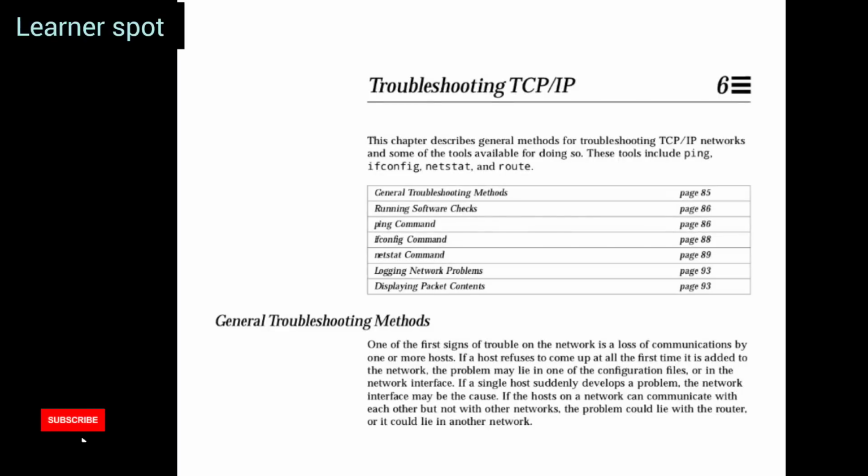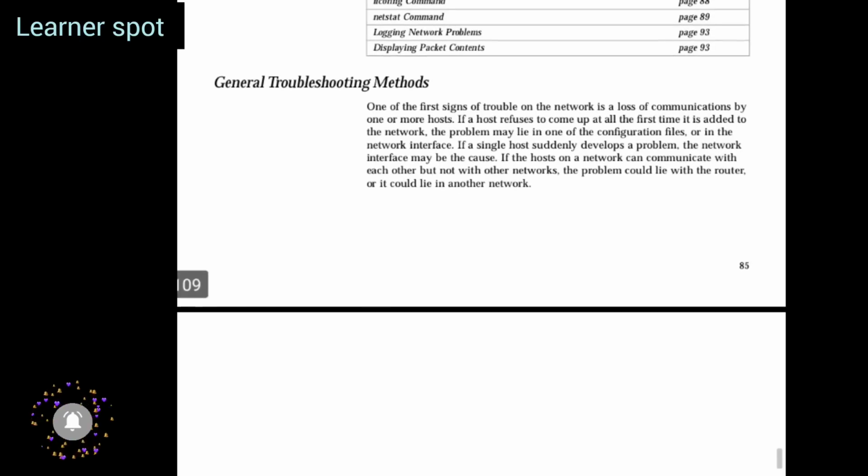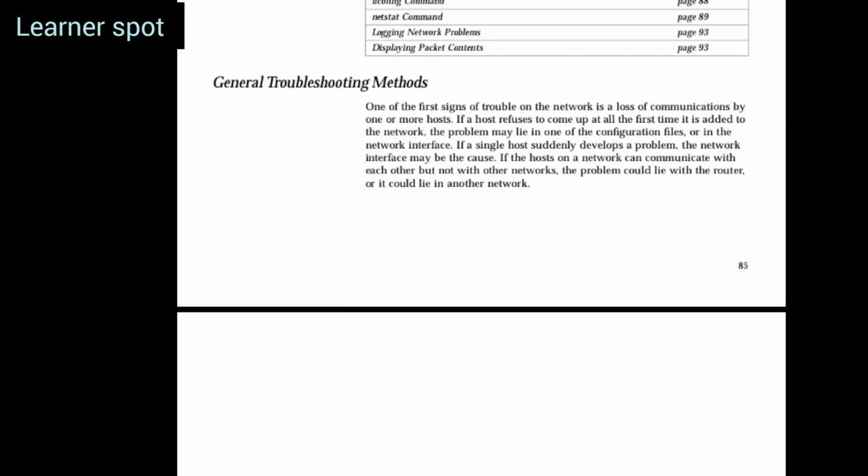Today's lecture, let's talk about troubleshooting TCP/IP. First of all, general troubleshooting methods include the following. One of the first signs of trouble on the network is the loss of communication by one or more hosts. If a host refuses to come up the first time it is added to the network, the problem may lie in the configuration files or in the network interface. If a host suddenly develops a problem, the network interface may be the cause.